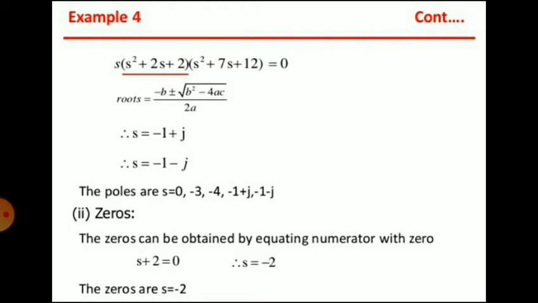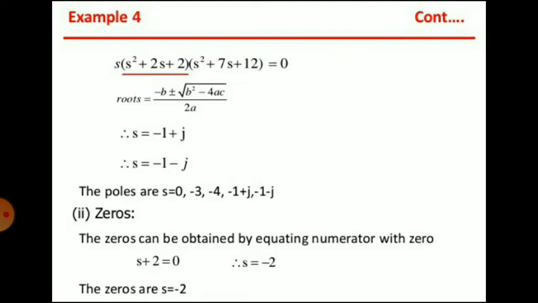So roots will be -b plus or minus under root b square minus 4ac upon 2a. After putting the values, that is b equal to 2, a equal to 1 and c equal to 2, you will get the roots, that is s equal to -1 plus j and -1 minus j. These are the roots of that term.